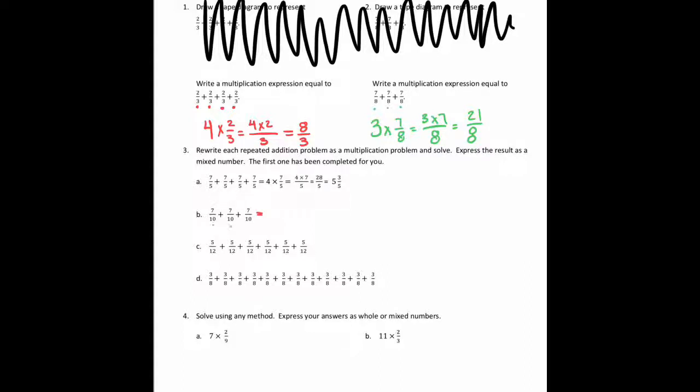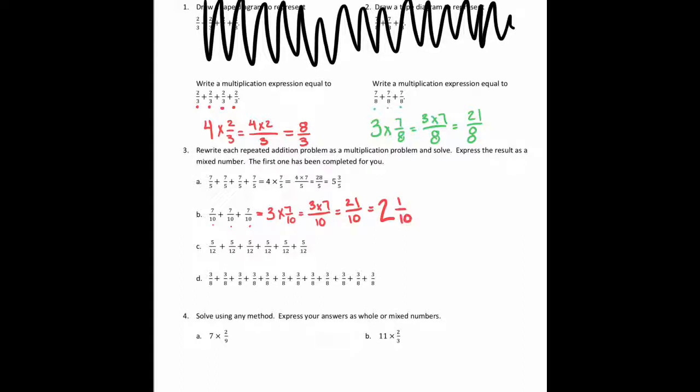We have 7/10 plus 7/10 plus 7/10, so it'd be 3 times 7/10. And then that'll give us 21/10, which we know is going to be 2 1/10.